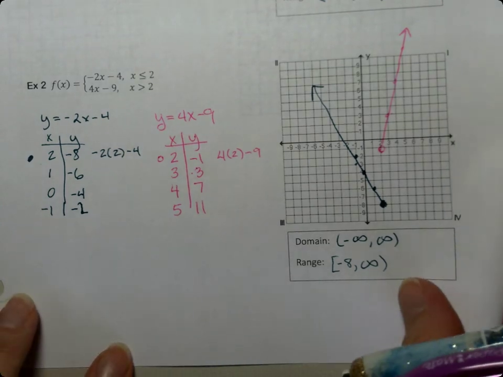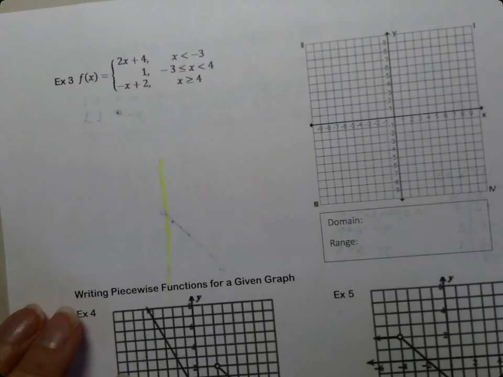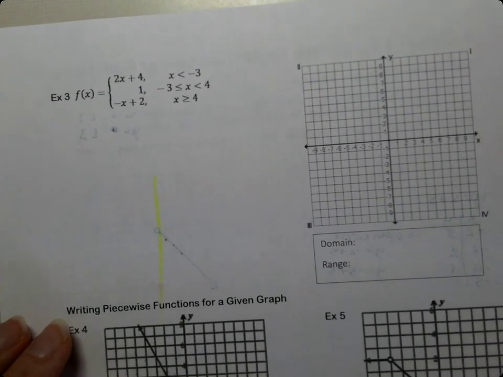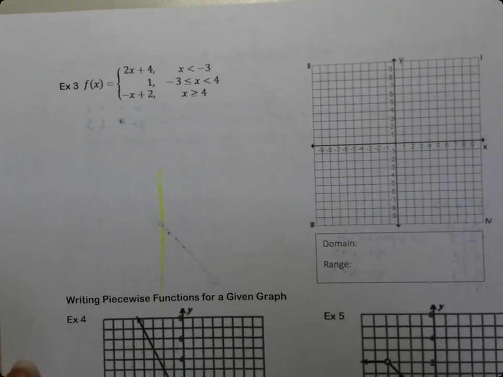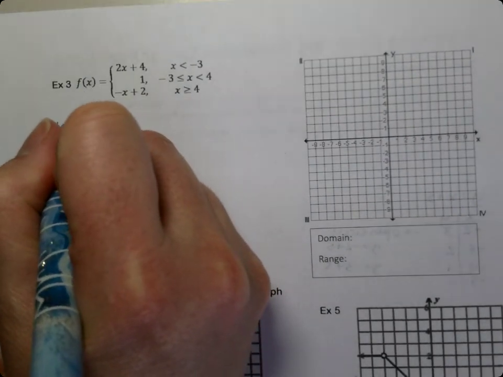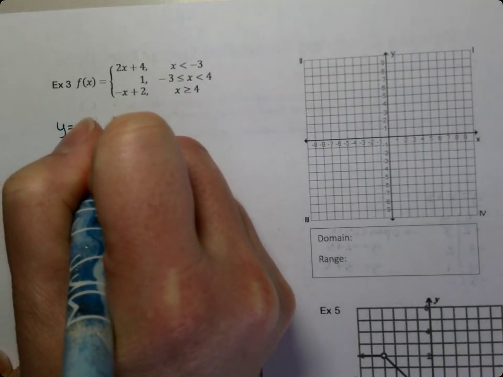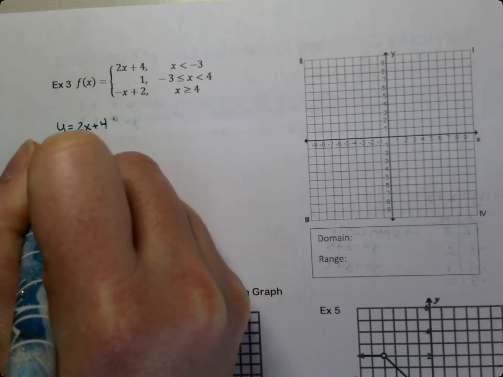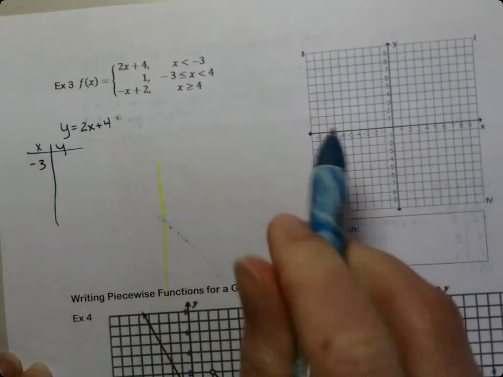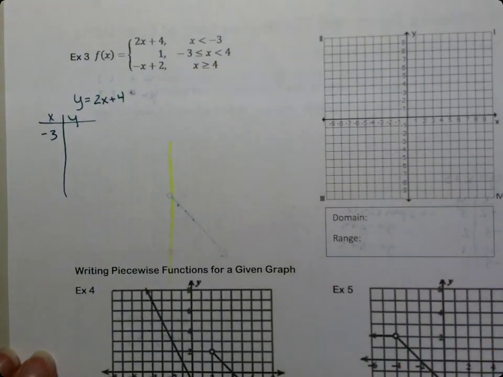Okay, ready? Now we have 3, but there's a little bit more going on in here, but we can do this. All right, so first one, y equals 2x plus 4. So this is nothing new. This is very similar. I'm going to start with -3. But can I include the -3?